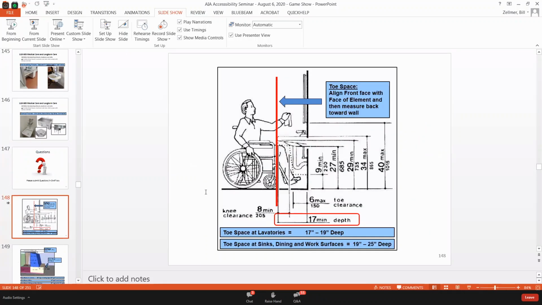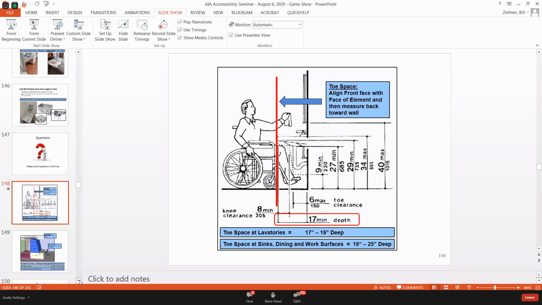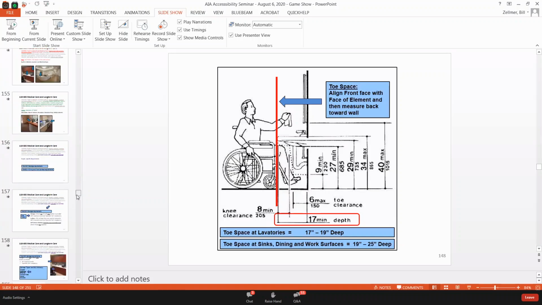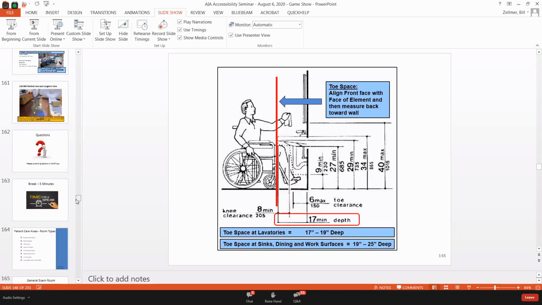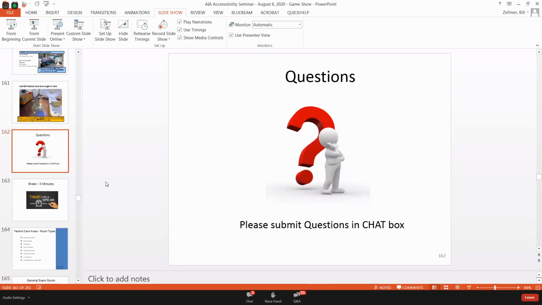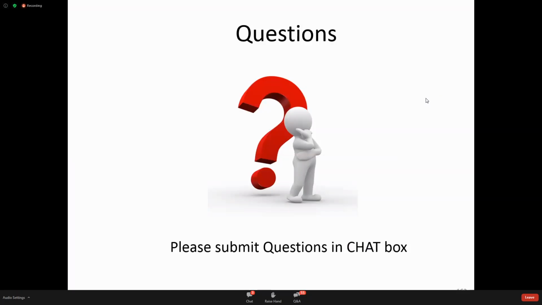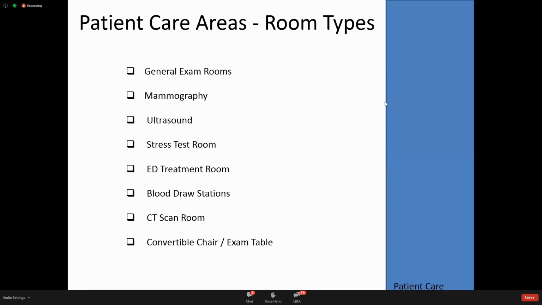So this is the slide here. The toe space at lavatories is 17 to 19 inches deep. At sinks, dining, and work surfaces, it's 19 to 25. Now, I can't cite for you the code citations. That whole conversation is a long and twisted conversation. That's the short answer. Okay, I think at the end we could go back. They've cited 11B 212.3. I'll leave the question open, but I think that should address the majority of what the applications folks have.